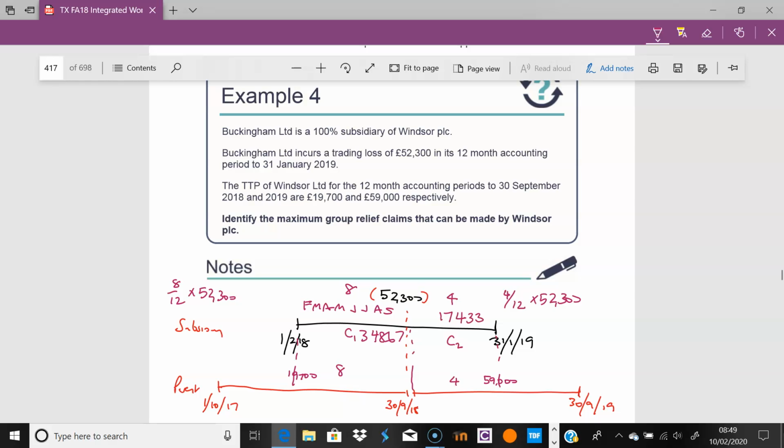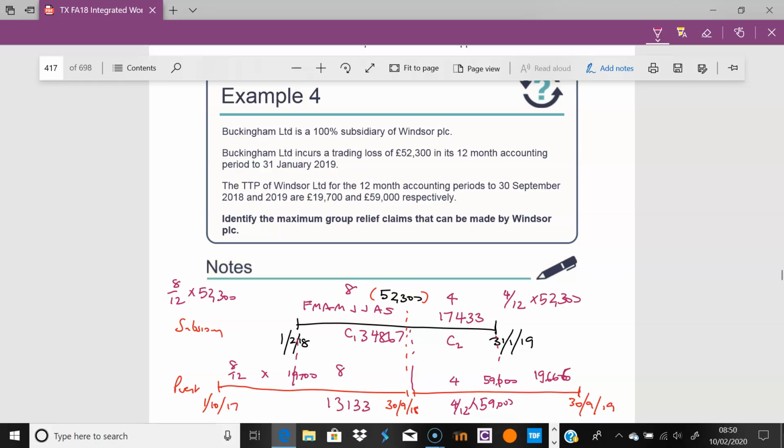So here I have 8 months of this period, if you like, and so 8 months, you have 8 over 12 times 19,700, which gives me 13,133. And here I have 4 months of this period, 4 over 12 times 59,000, which gives me 19,666.